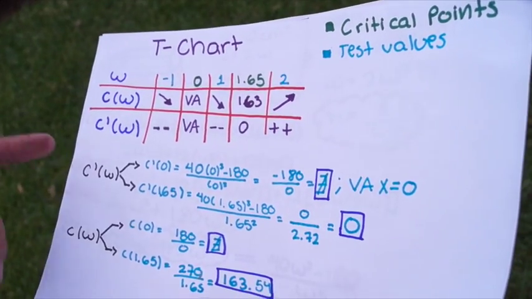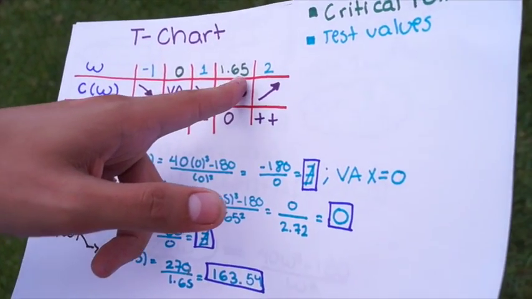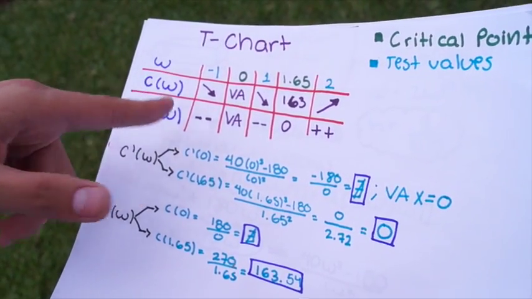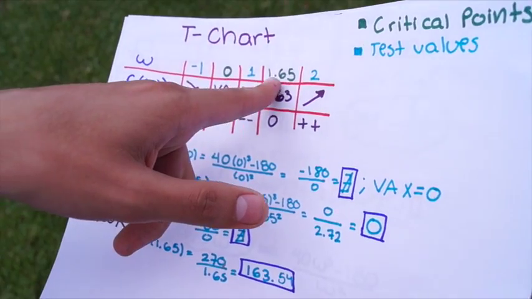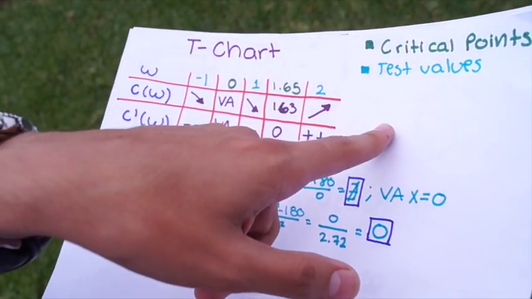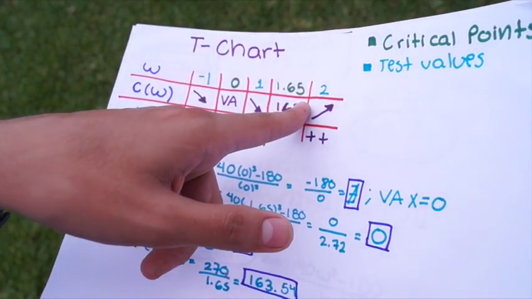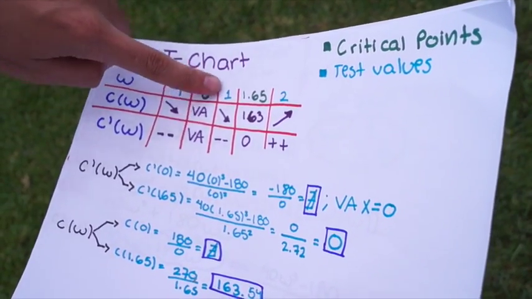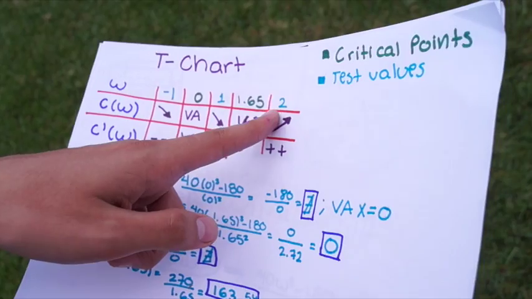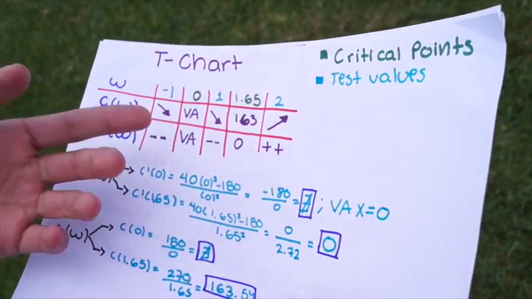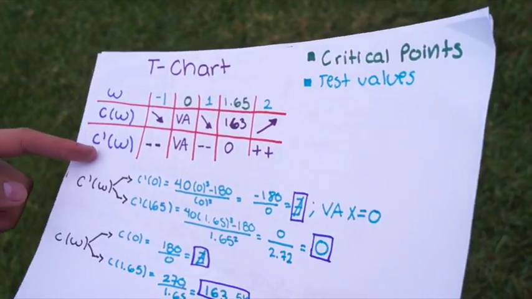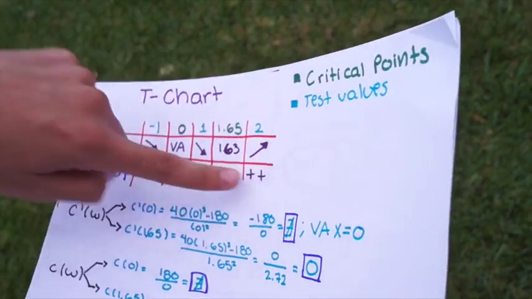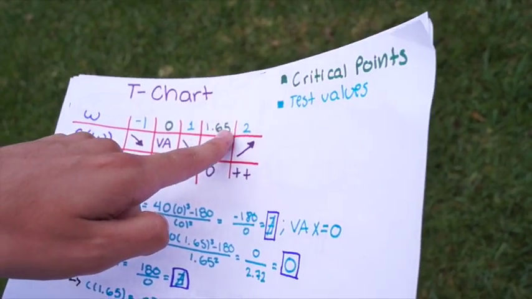So as we said before, our critical points were 0 and 1.65, and with them we have three intervals: from minus infinity to 0, from 0 to 1.65, and from 1.65 to infinity. We obtained that 1.65 is a minimum value because the value of 1 is pointing downward, and 2 is pointing upward. We know this because we replaced both values in the derivative function, and it makes a curve, with a concavity at 1.65.